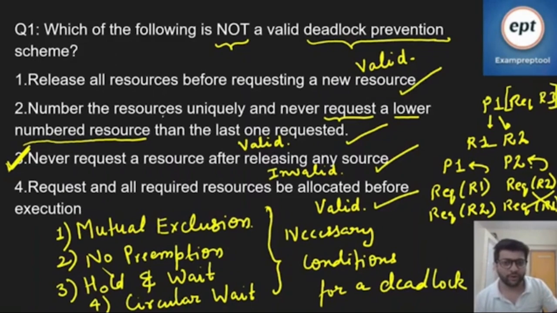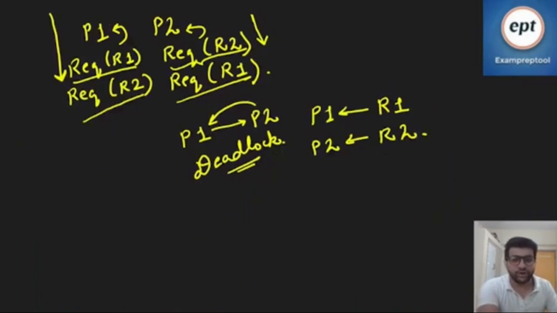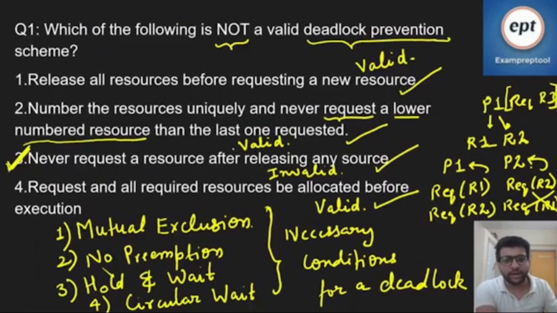The second option was wrong because it was not allowing the circular wait condition to fulfill. Hence, it was also a valid deadlock prevention scheme. The third option: we saw a schedule where there was a deadlock despite satisfying this condition. So that is why this was not a valid deadlock prevention scheme. And the fourth option also was not allowing the hold and wait condition to satisfy.